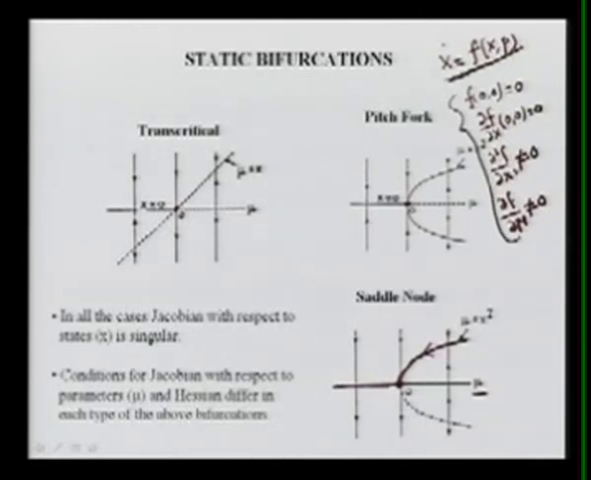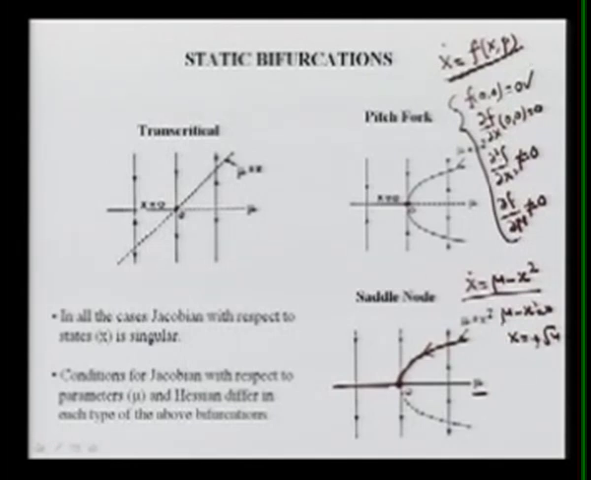To have an example, let us see an example: x dot is equal to mu minus x square. Now this is your dynamical system, and you can see x dot is equal to 0. Here we are getting the solution, the equilibrium point: mu minus x square equals 0, which means x is equal to plus minus root mu. So this is your solution point. Now when x is 0 and mu is 0, we are getting this value.